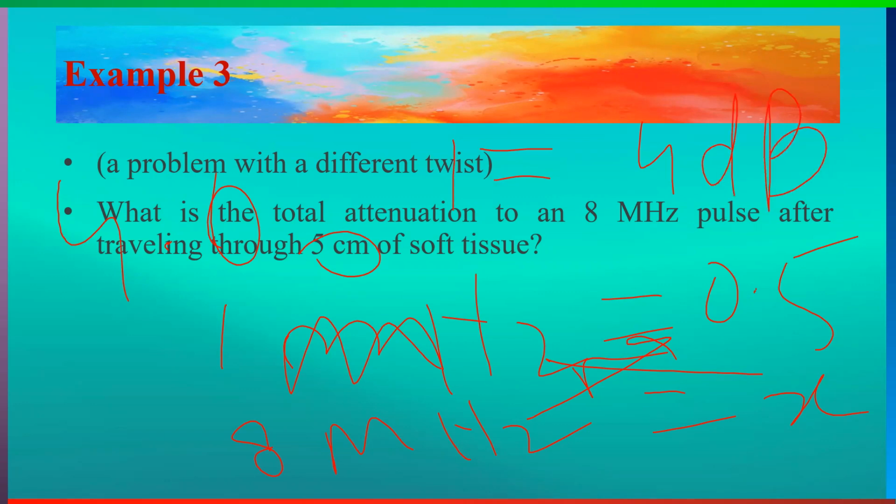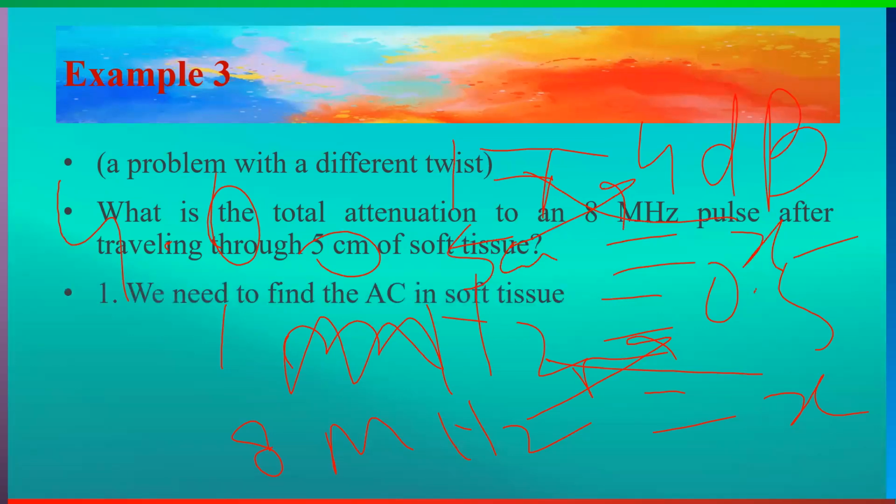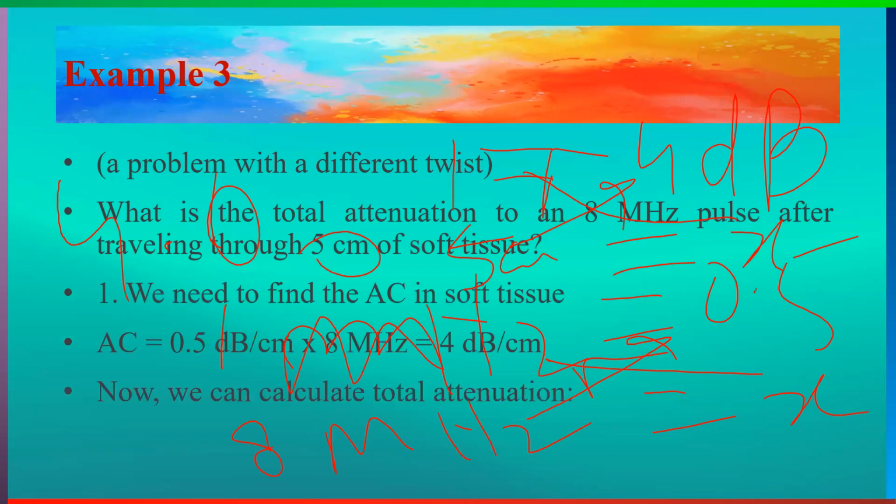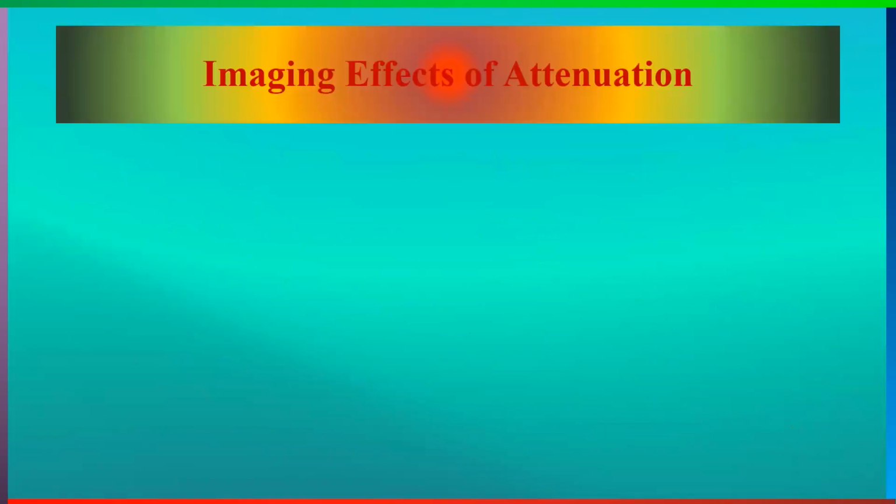So how much attenuation will occur if the sound travels for a distance of 5 centimeters? So again, we'll use cross multiplication. X will be multiplied with 1, and 5 will be multiplied with 4. 5 fours are 20, and we'll get that 20 decibel attenuation will occur if the frequency used is 8 megahertz, and the sound travels in soft tissue for 5 centimeters. So at that frequency, 20 decibel attenuation will occur.